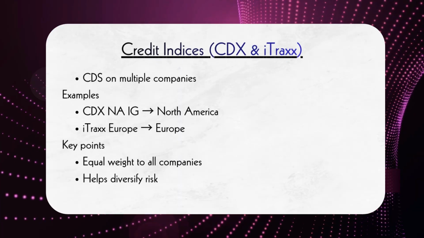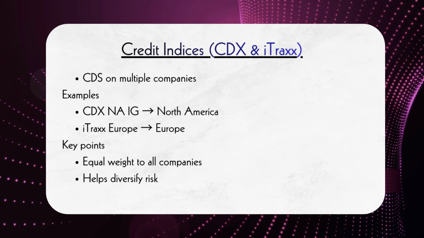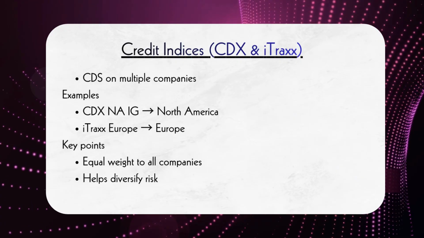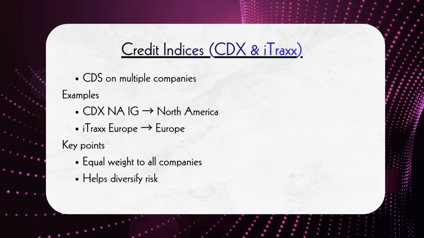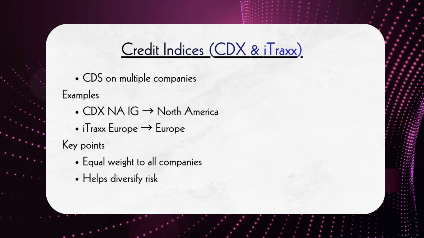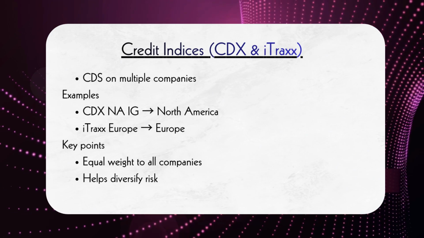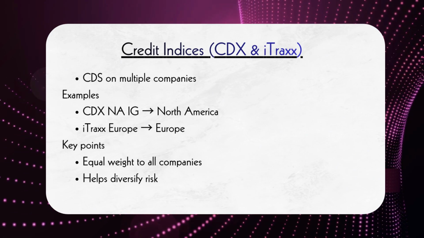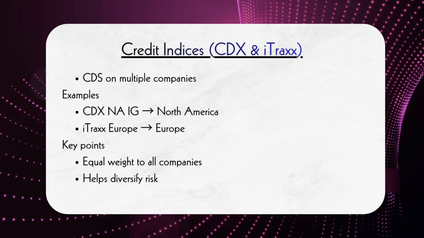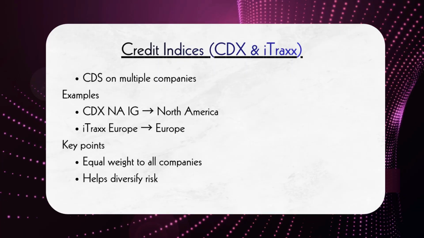Another important development in this market is credit indices, such as CDX in North America and iTraxx in Europe. These indices allow investors to take exposure to a basket of companies instead of just one. Each company is equally weighted, and this helps in diversification. The spread on the index reflects the average credit risk of all the companies included.